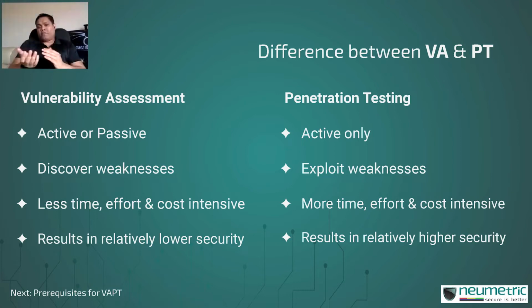The difference between VA and PT is that PT is always active, meaning you cannot conduct PT unless you are conducting an active scan. The second difference is that VA only discovers weaknesses. In pen testing, you try to exploit the weaknesses that you have discovered. So one of the things about pen testing is that it is possible but difficult to do unless you have first conducted a vulnerability assessment. Once you have conducted the vulnerability assessment and identified the vulnerabilities, you will then attempt to exploit them. You are basically going to the next level, to the next step, when you compare pen testing to vulnerability assessment.